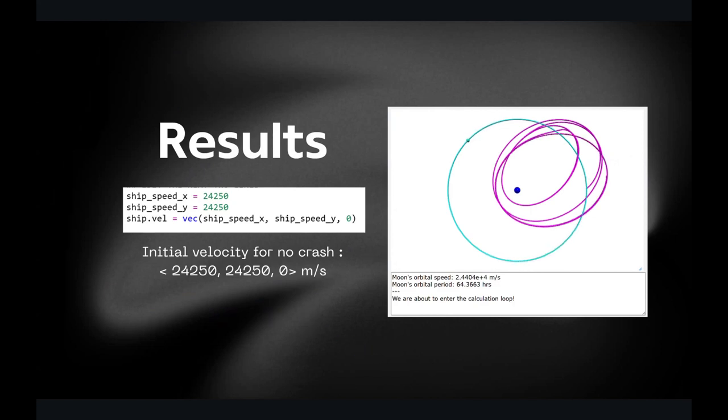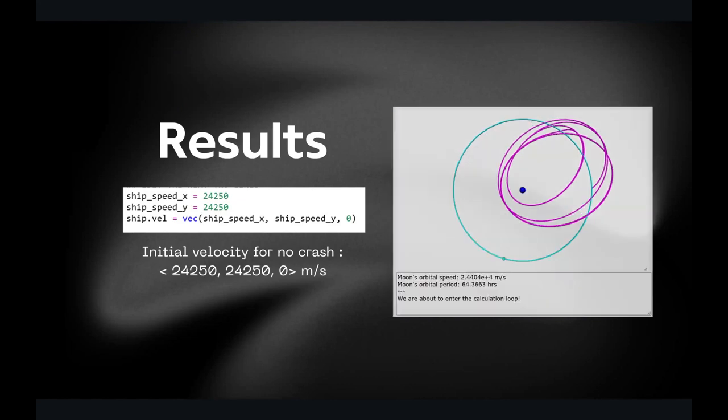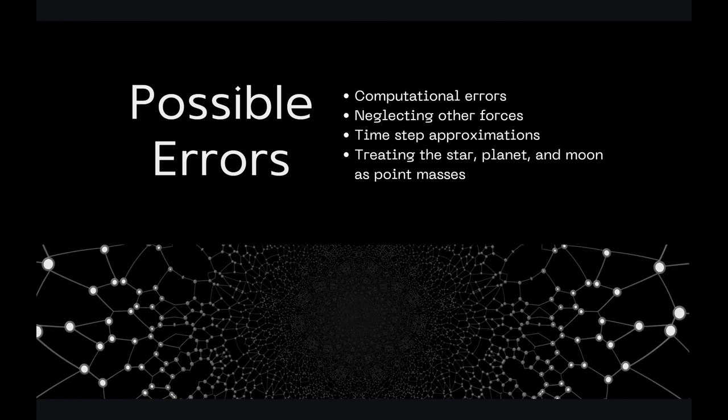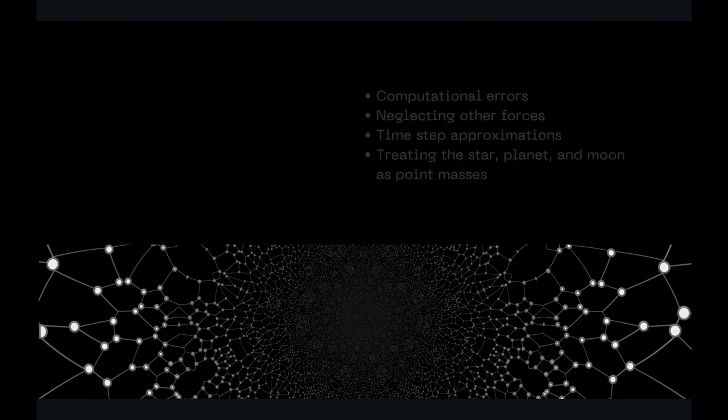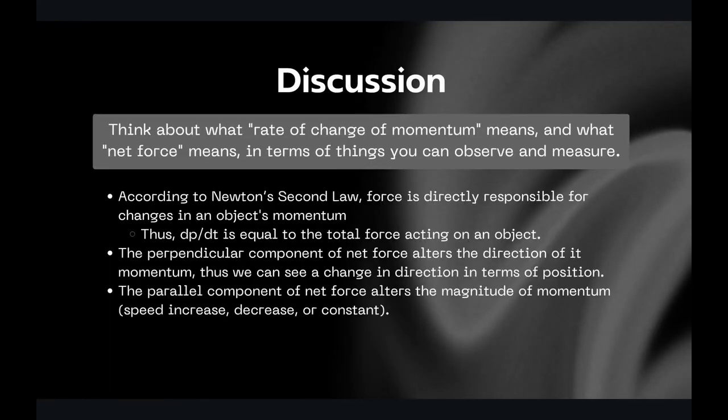So now let's take a closer look at the possible sources of error in our experiment and how they may have affected our results. Computational errors like rounding errors and time step approximation errors could have affected our calculations, while neglecting other forces and treating the star, planet, and moon as point masses could have affected the accuracy of our model. So to reflect on the lab, let's answer these questions.